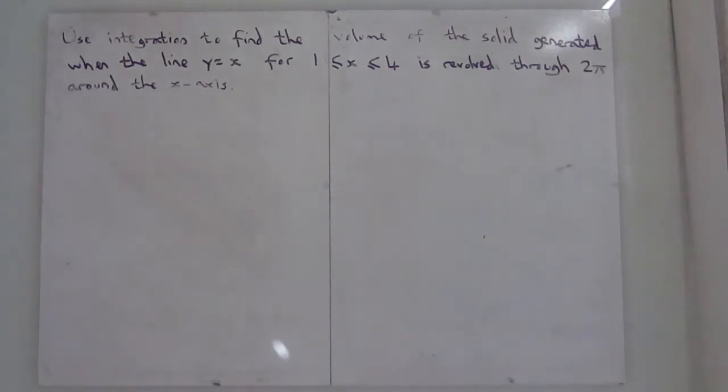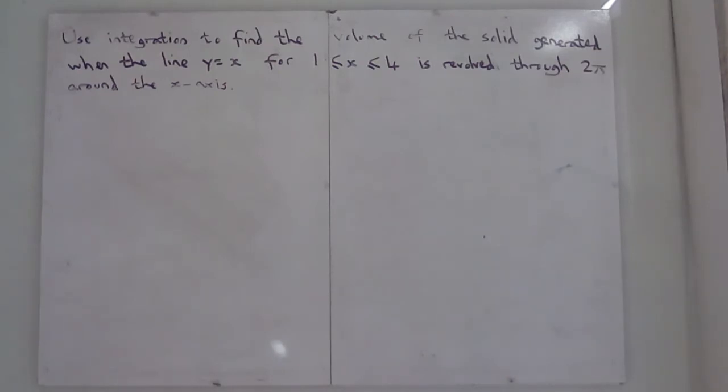Use integration to find the volume of the solid generated when the line y equals x, for x greater than or equal to 1 but less than or equal to 4, is revolved through 2 pi radians around the x-axis. There's a volume of revolution question.